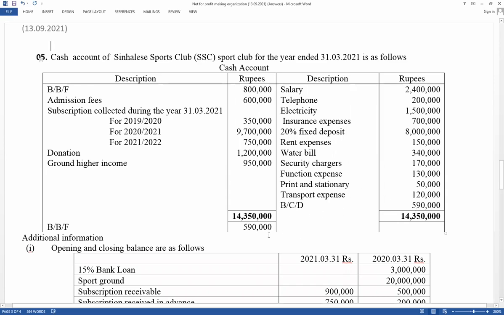Closing balance sheet is given. All the expenses should be included in income statement. All the income should be included in income statement. Assets, liabilities, closing balance should be included in financial position. Closing balance. Opening balance also given. Opening balance should be included to calculate accumulated fund. Right. This is the cash account.